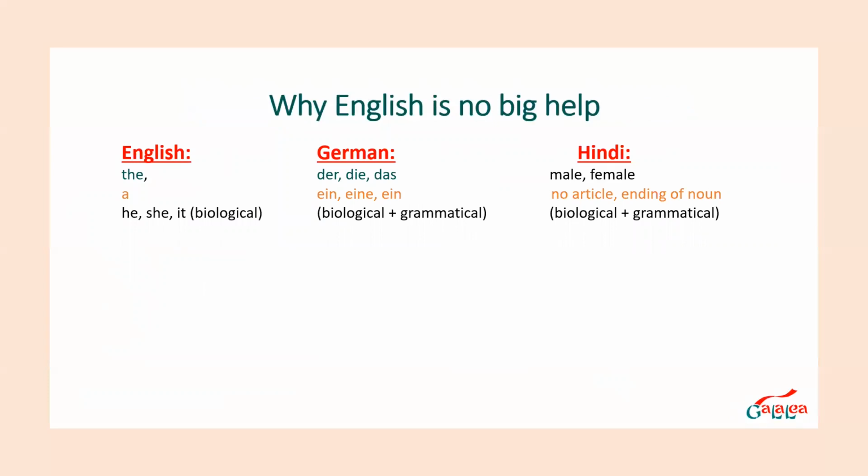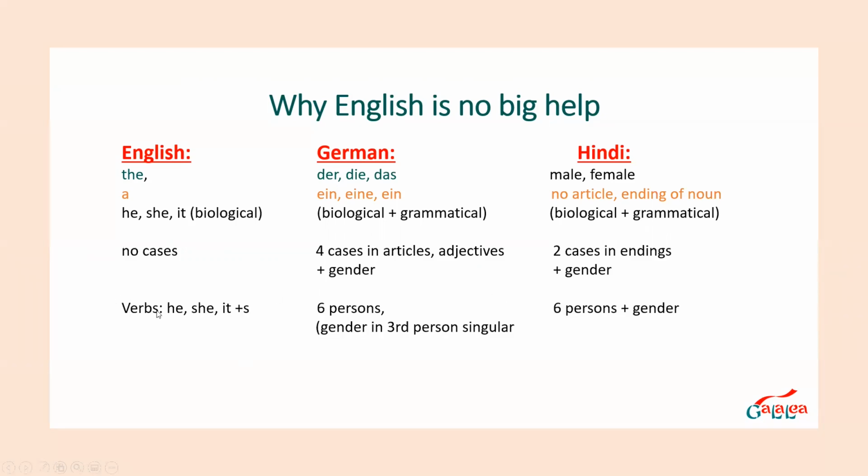And here is a simple comparison between English, German, and Hindi to show why we ask you to compare German also with your native language. So we have the articles. We have no cases in English, but 4 cases in articles and adjectives and gender in German, and at least 2 cases in Hindi in endings of the nouns, and genders also denoted.